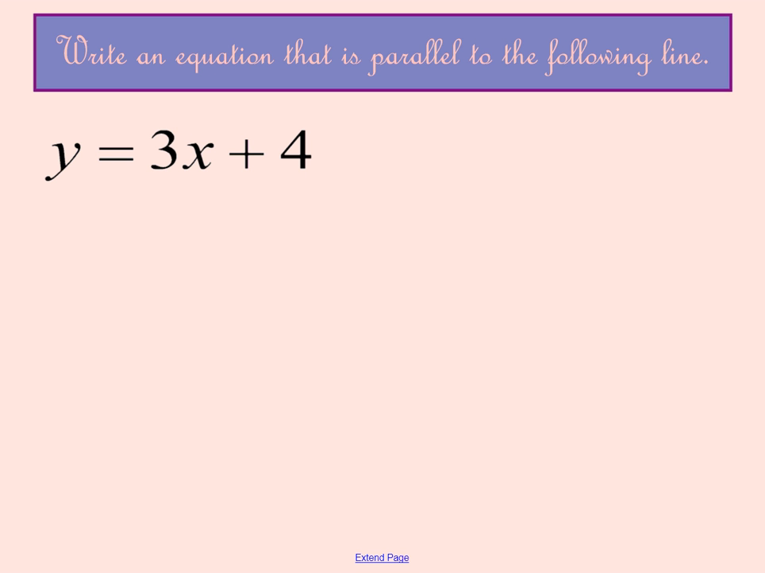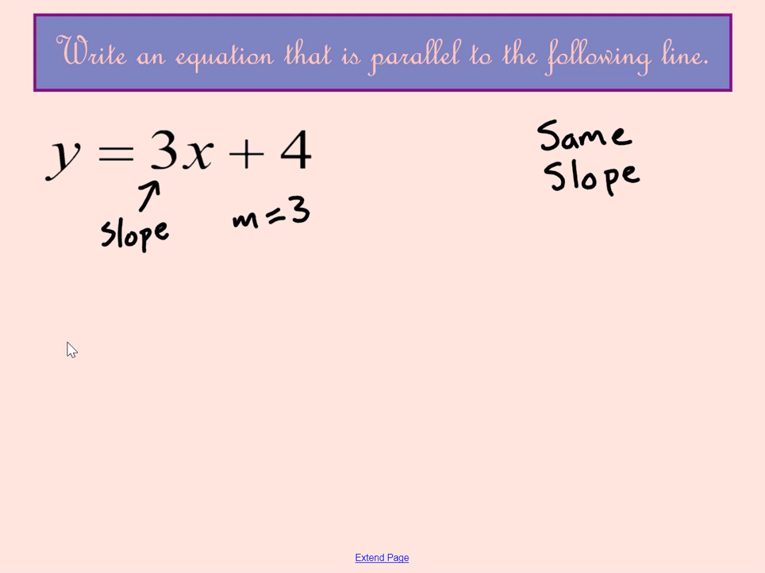Write an equation that is parallel to the following line. So in order for two lines to be parallel, they have to have the same slope. So any equation that we write that has the same slope is going to be good to go. In this case, my slope is 3. So m equals 3. So I can write any equation that I would like as long as my slope is 3. So I'm going to go ahead and write a few here. You only have to write one, but I'm just going to write a couple.